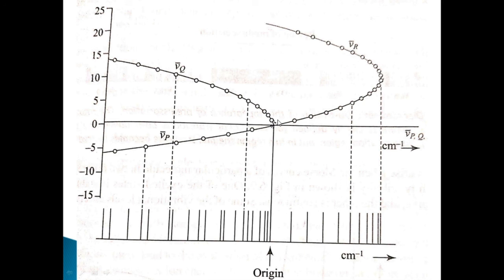Here in this parabola, if we draw circles around the allowed points on the parabola, we can read off the nu values of the spectral lines directly from the graph.